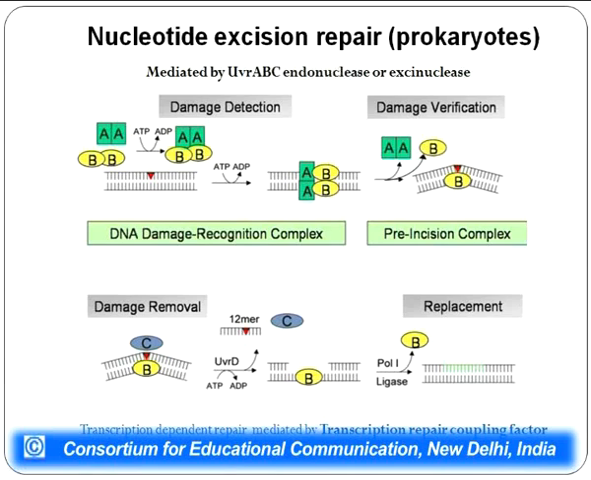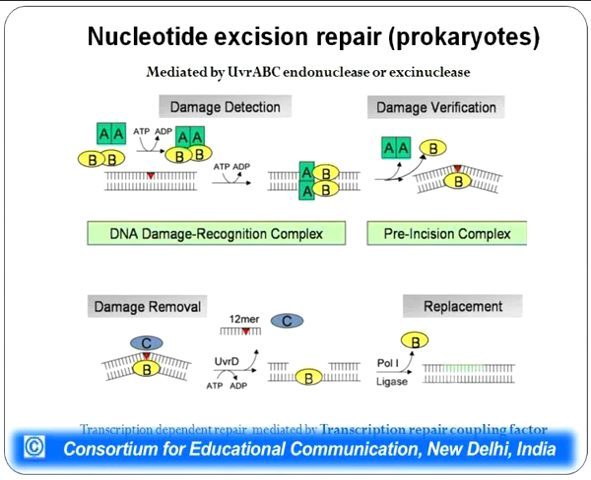Here UvrA protein is very important because it recognizes the damage which has been done to the DNA. This protein also binds to ATP. After it recognizes the damage, it loads there and helps in recruiting UvrB, which is again an endonuclease. After UvrB has been loaded to the site of damage, UvrA is removed from that site and UvrB recruits another protein known as UvrC.